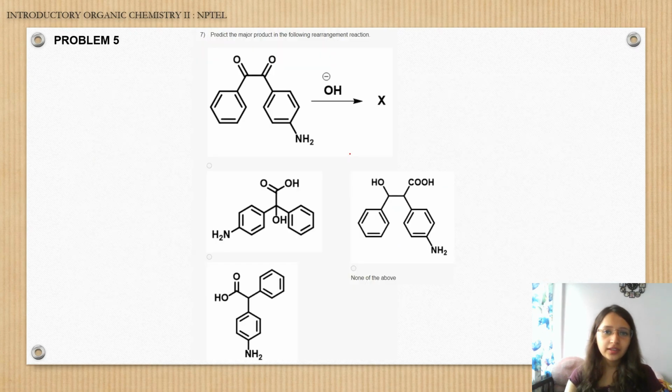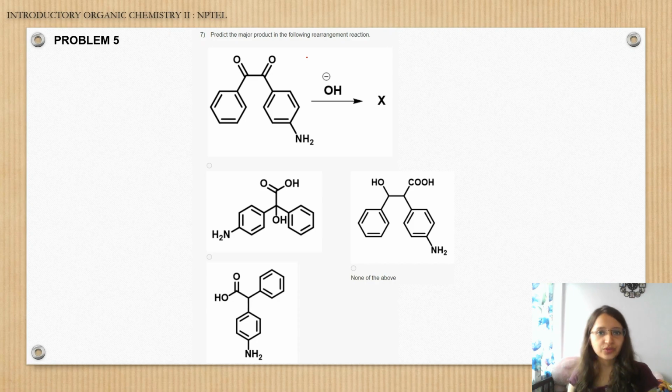So coming to problem 5, they are asking to predict the major product formed in the following rearrangement. If you remember, I have talked about this rearrangement previously. That is the benzilic acid rearrangement. Whenever you have a 1,2-diketone in the system and you treat it under basic conditions, the reaction which takes place is the benzilic acid rearrangement.